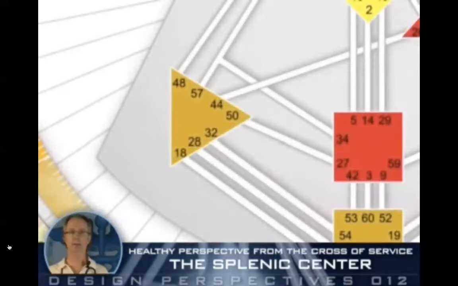Of course, there are so many layers within the splenic center we can't touch in this short contribution now. But just from this overview perspective, you can see that this center, the splenic center, has a very, very wide horizon. And we just touched the starting point.